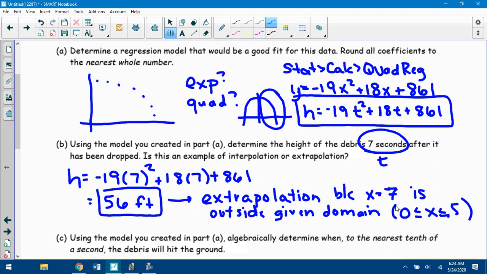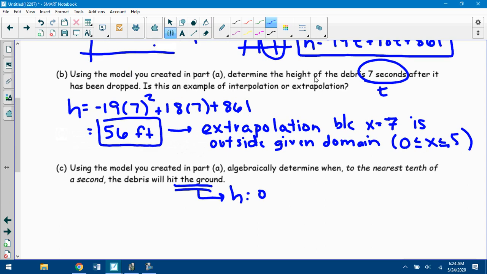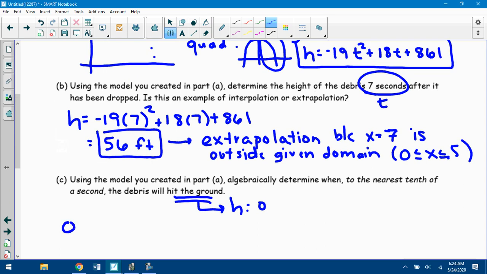All right, last part for this one, using the model you created in part A, algebraically determine when, to the nearest tenth of a second, the debris will hit the ground. What do you know about the height if it's hitting the ground? The height would be 0. So it's using this equation but plugging 0 in here. So I need to solve 0 equals negative 19t squared plus 18t plus 861.